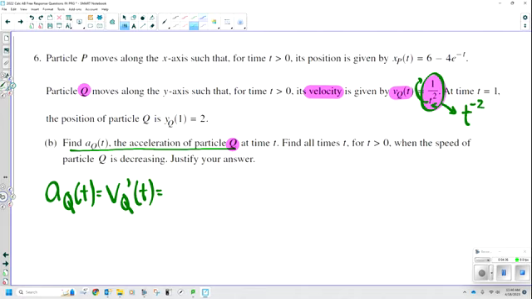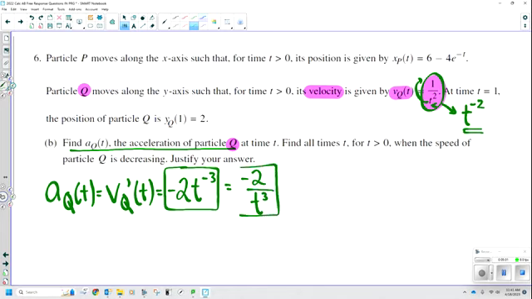The derivative of t to the negative 2. The negative 2 comes down, and then I subtract 1 from the exponent. There you go. That's it. Now, this is the equation for acceleration of particle Q. But if I wanted to, I could take the t to the negative 3 and flip it within the fraction and make the exponent positive. So if you do the quotient rule, maybe you came up with this. They are the same exact thing, and either one would get you full credit. So that's the first part of 6b.